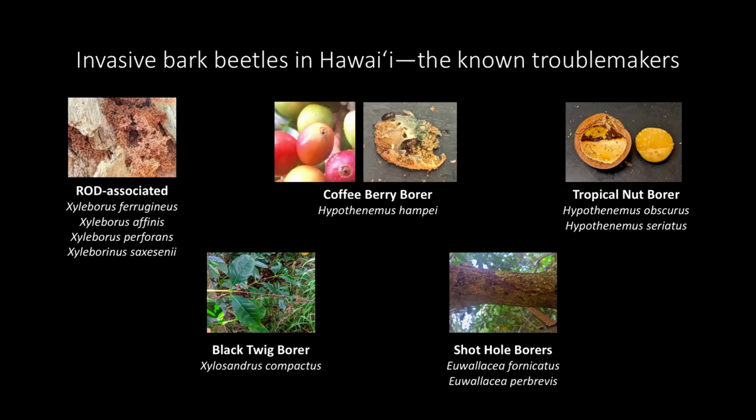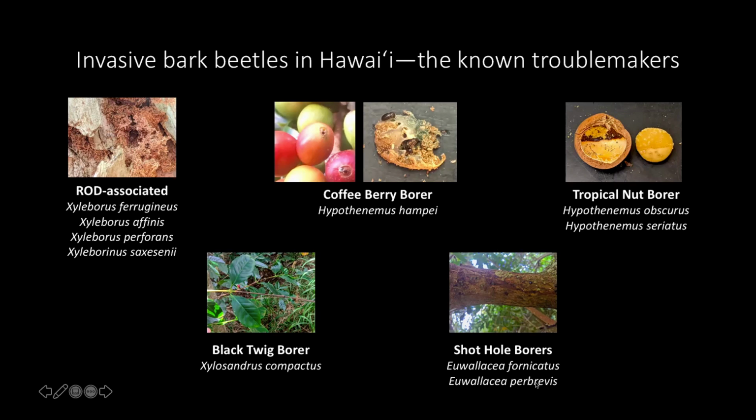Here it is in coffee. It often goes after living wood, and what it typically does is go into the small branches. You might be able to see an entry hole somewhere over here if you look closely. And that results in the terminal part of the branch dying.